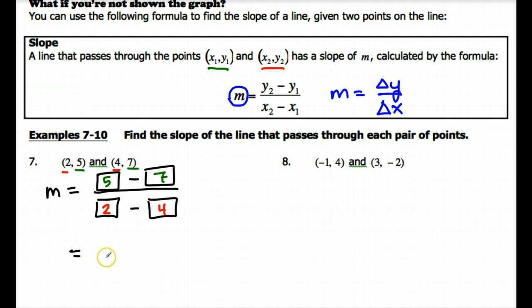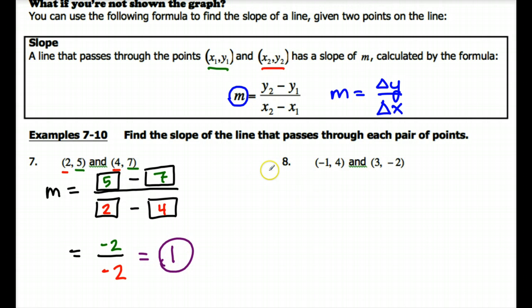So if we do 5 minus 7 on the top, 5 minus 7 gives us a negative 2. And then a 2 minus 4 on the bottom, 2 minus 4 is also negative 2. So our rate of change, or our slope, is negative 2 divided by negative 2, which simplifies to positive 1. So the slope of this line that contains the points (2, 5) and (4, 7) is positive 1.